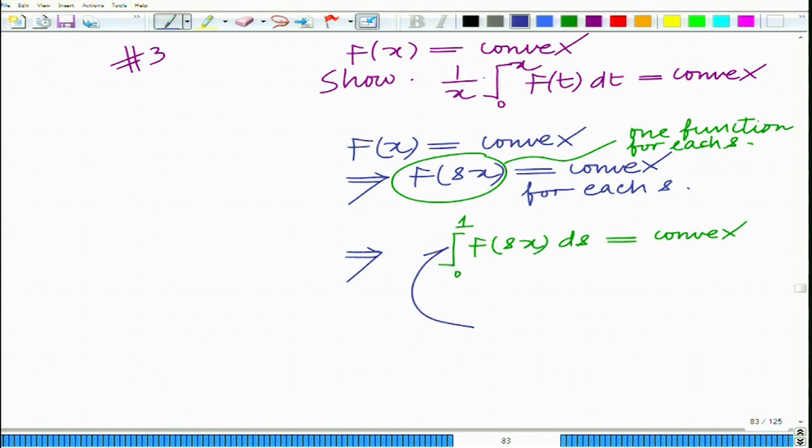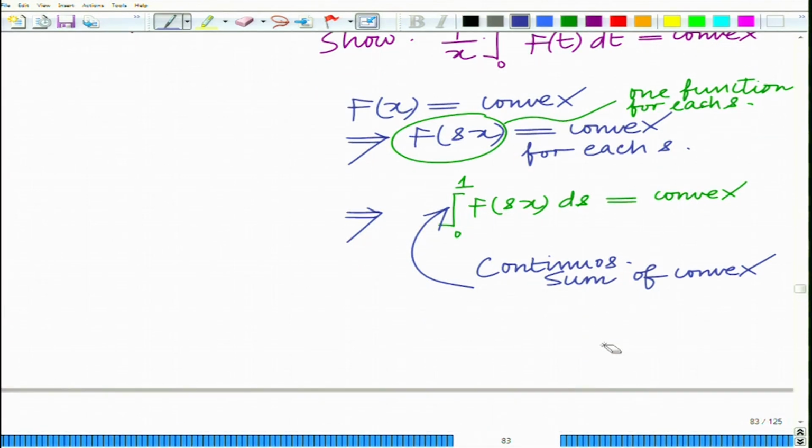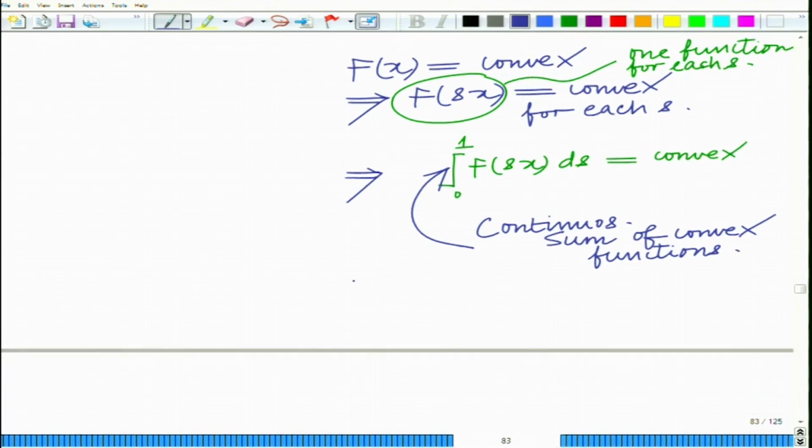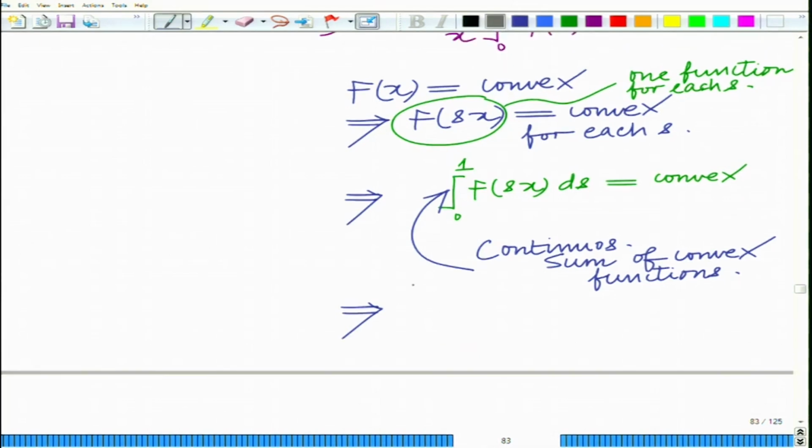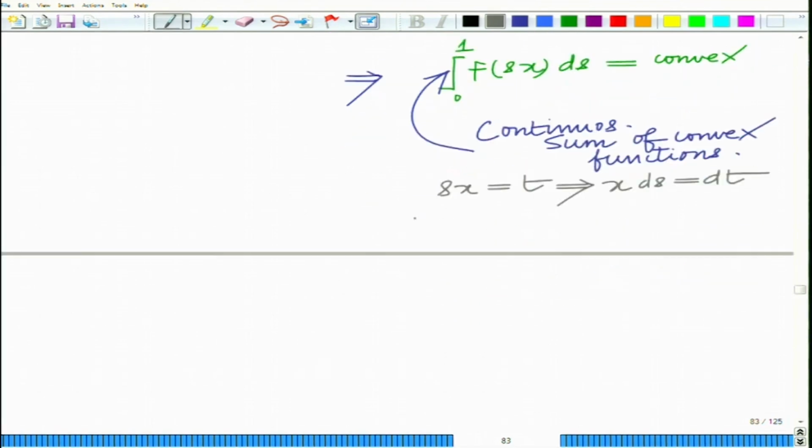Because this is a continuous sum, one function for each S, continuous sum over S for S lying in the interval 0 to 1. So, instead of having a discrete sum, you have a continuous sum, alright. The integral is nothing but a continuous sum. And now in this you set Sx equals t, which implies that x times ds equals dt.